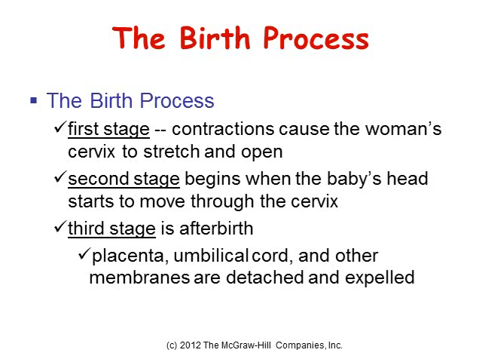So this is what the birthing process looks like. There are a few stages involved. The first stage is where contractions occur, and that causes the woman's cervix to stretch and open. Then the second stage begins when the baby's head starts to move through the cervix. The third stage is after birth, and that's where the placenta, the umbilical cord, and other membranes are detached and expelled or released.